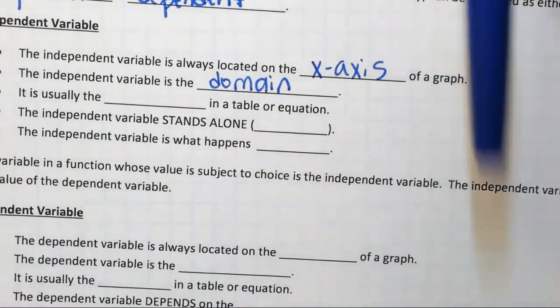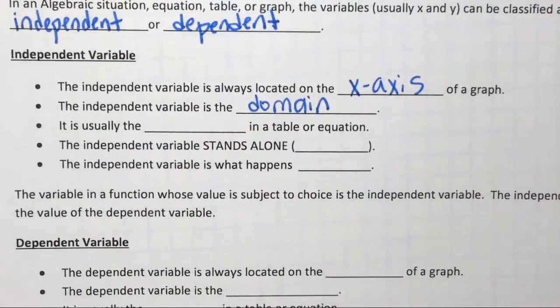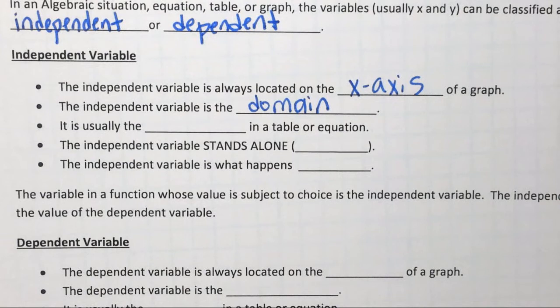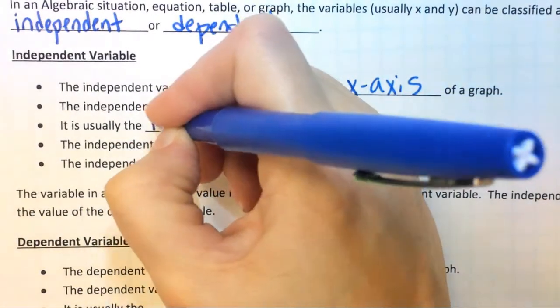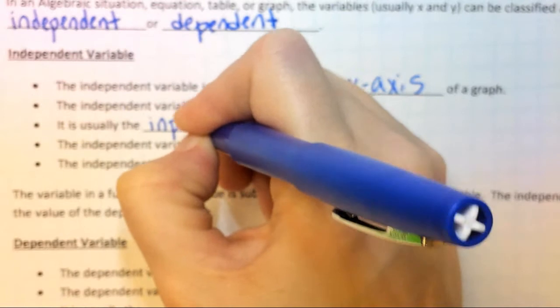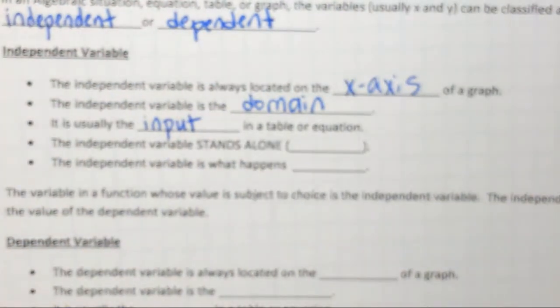Have y'all ever heard of like input and output with a table? Anybody? Some of us? I always just think of like alphabetical order. Which one comes first in the alphabet, X or Y? X. So X is input, it's first, and then Y is second. It's output. It's what comes out. So it is usually the input in a table or equation.